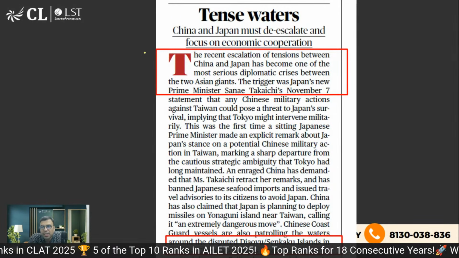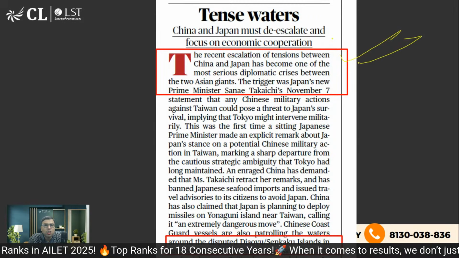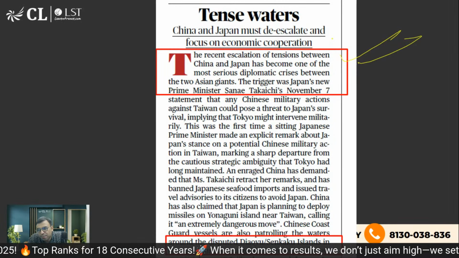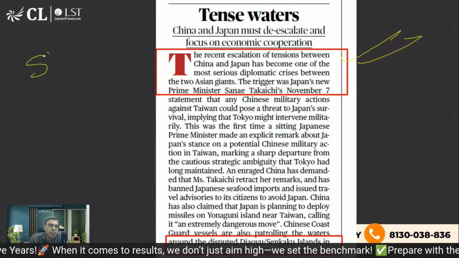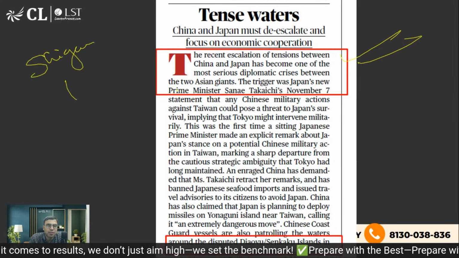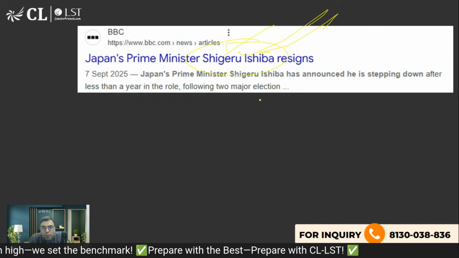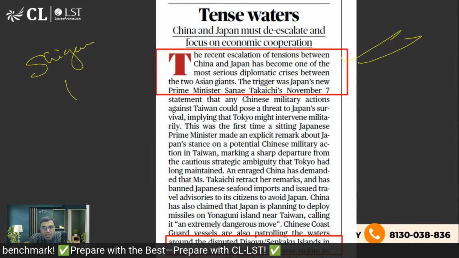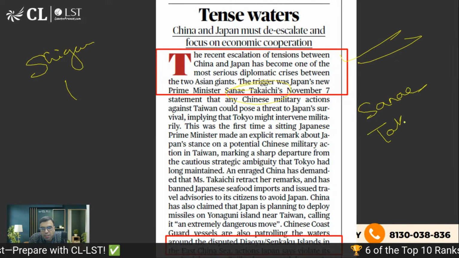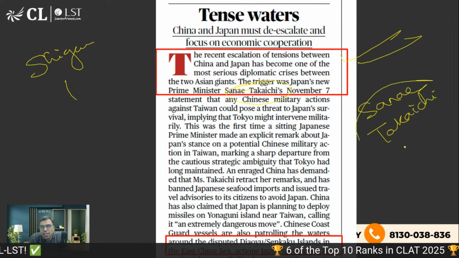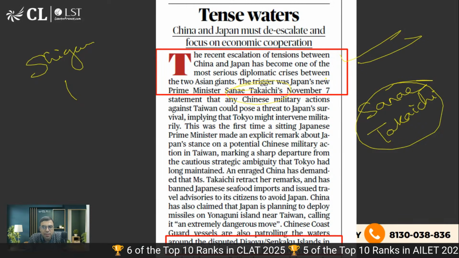Now, the next is tense water. China and Japan must de-escalate and focus on economic cooperation. Basically, I'm sure you must be aware that Japan's Prime Minister Shigeru Ishiba resigned a few weeks back. And now we have a new Prime Minister. Her name is Sanae Takaichi, and she is actually the first woman Prime Minister of Japan.